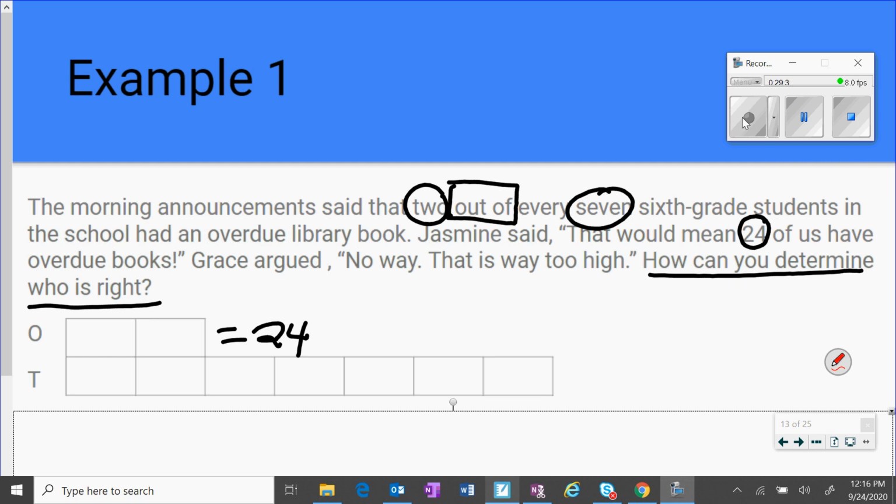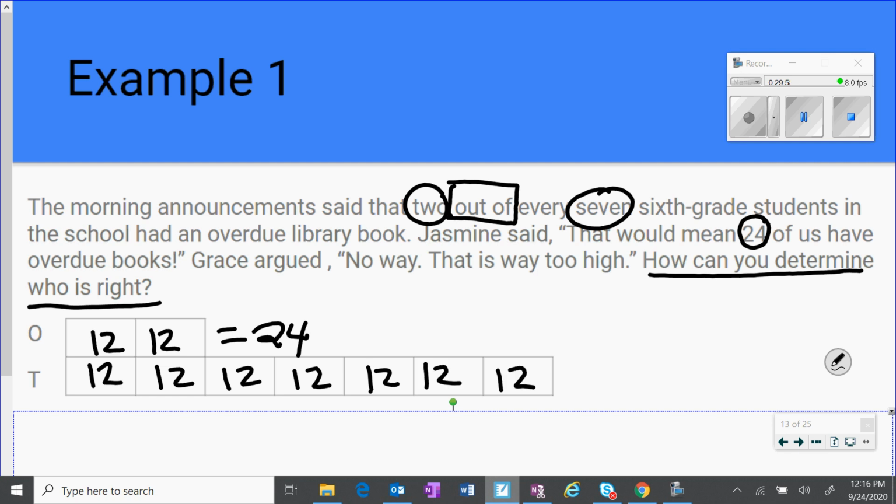Everybody I saw said, okay, it's 24 overdue books. I got 2 boxes. So what's my ratio constant? What goes in each box? Mathematically, 12. And remember, the beauty about the ratio constant is once I have found it for one box, I have found it for every box in my tape diagram. So as soon as I have it there, I can now fill in all of these boxes, which means that this one equaled 84. Everybody I saw had this.